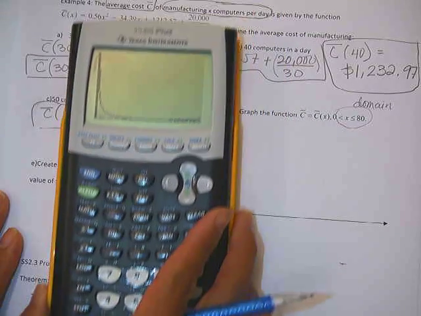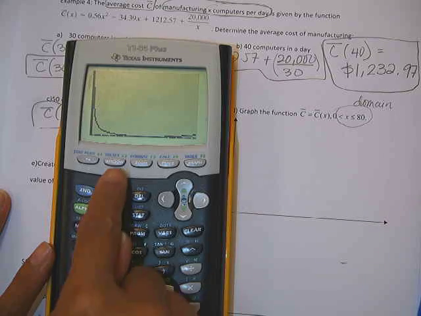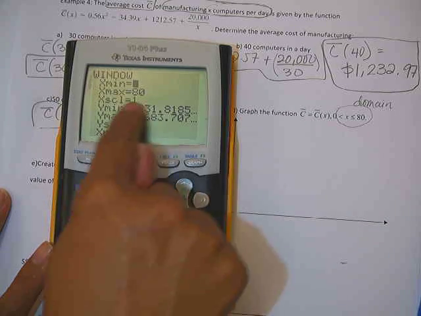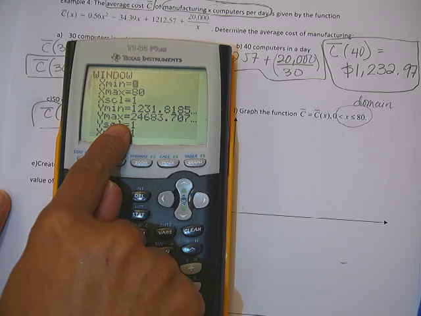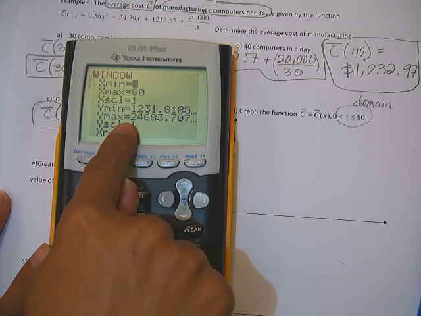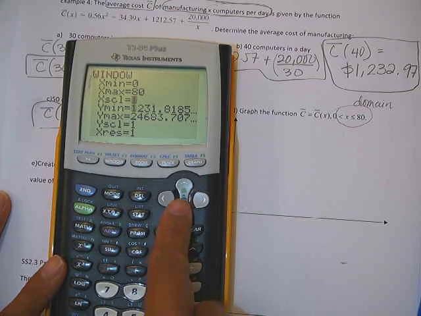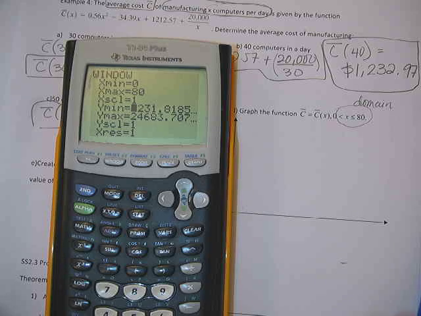Okay, so the problem with zoom fit, and let me show you why. Go back to my window. The domain's not going to change, but check out my range. Notice how it's giving me a really large range here, almost 25,000, okay? So I'm going to change it. Zoom fit gives you a good idea, but then you have to go and change it.